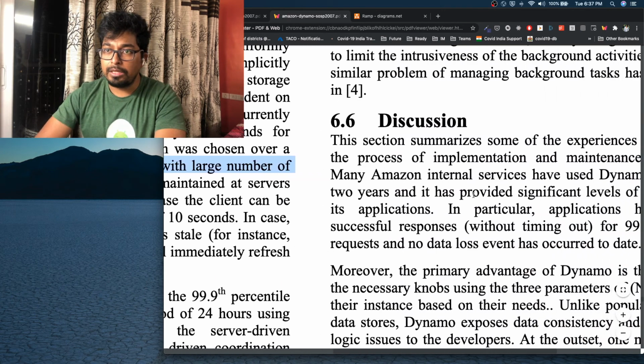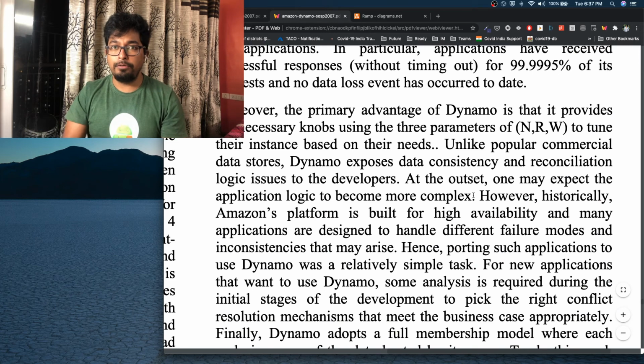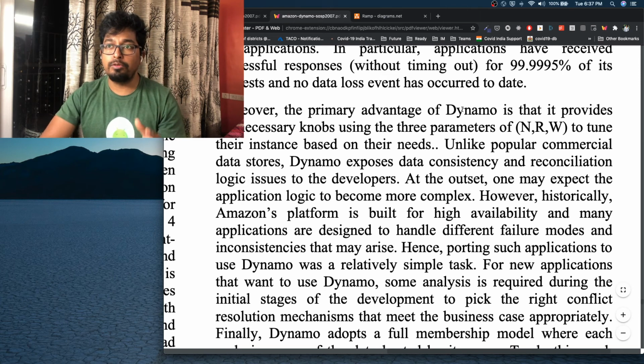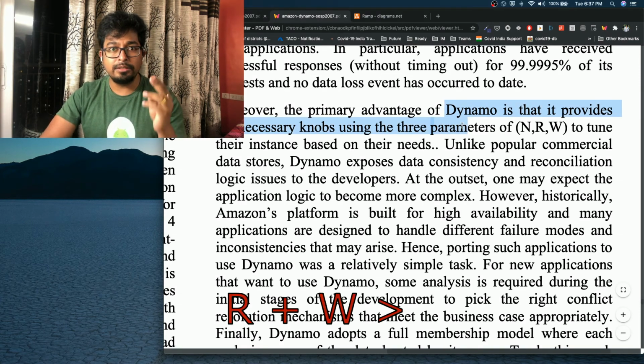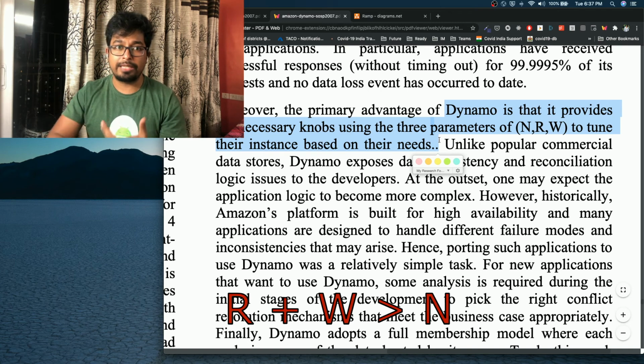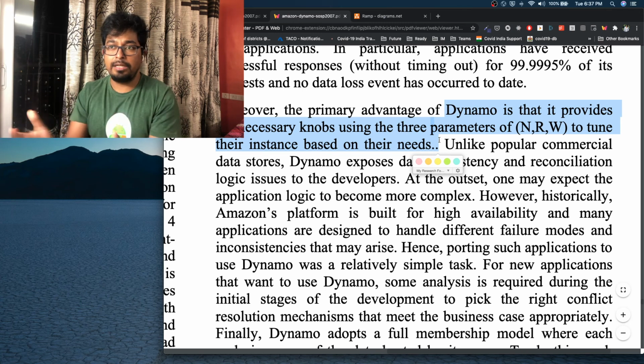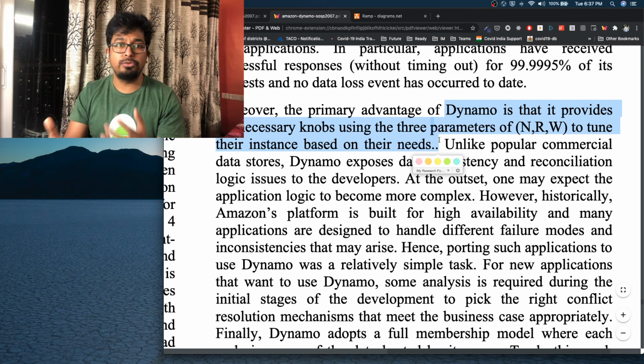With that, we come to the end of the Dynamo paper. I hope this was helpful. Like I keep saying, if there's one thing that you need to take out from this entire series, it is how Dynamo provides the necessary knobs using three parameters, N, R, and W, to tune their instance based on their needs. All of those come with trade-offs. We spoke about CAP, we spoke about PACELC. In essence, making a large-scale distributed system like Dynamo is allowing users to do their own trade-offs.